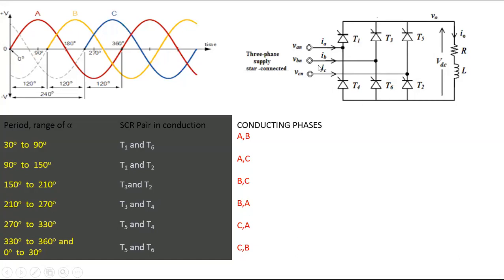So case 1, from 30 to 90 degrees, direction of current flows from A to T1, T1 to load, and load to T6, T6 to B. So case 1, if you are understanding all the cases, you can write. Only direction of current we have to show, in simple 2 or 3 lines. So now I will move to the 90 to 150 second case. Here we have written range of alpha, SCRs in conduction, and next conducting phases. That is, which phase is more positive and which phase is more negative.